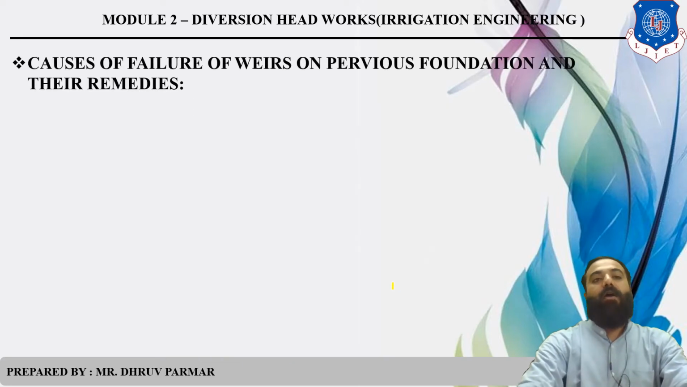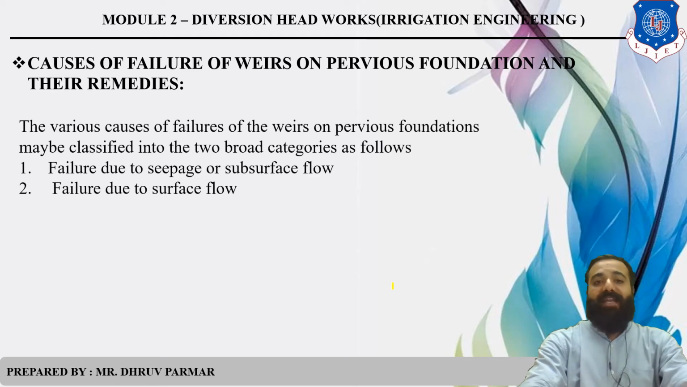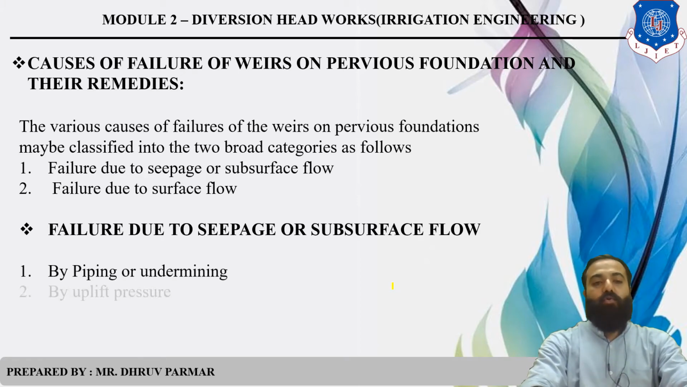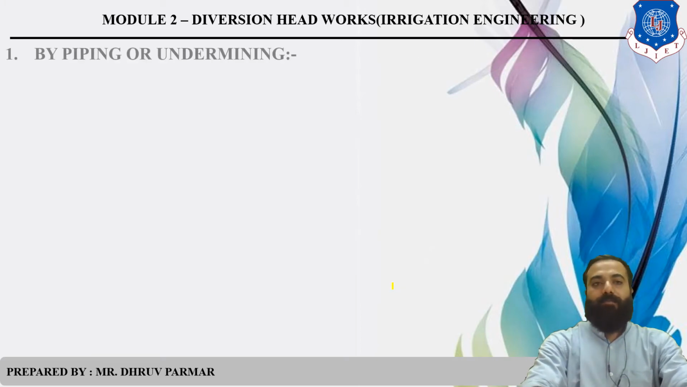The next one, causes of failure of weir on pervious foundation and their remedies. If impervious foundations are provided, there are fewer chances of failure. There are two types of failure. First, subsurface flow, and second, surface flow. First, due to subsurface flow, there are two causes: piping or undermining, and uplift pressure.